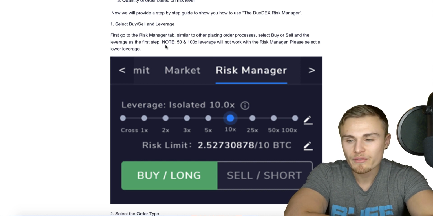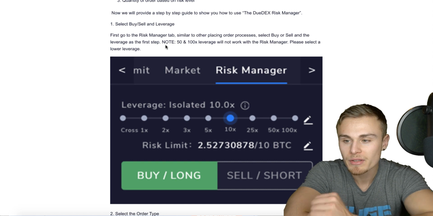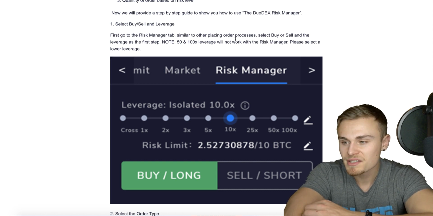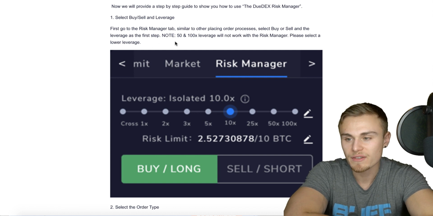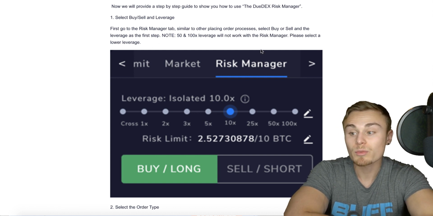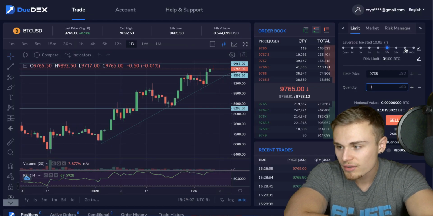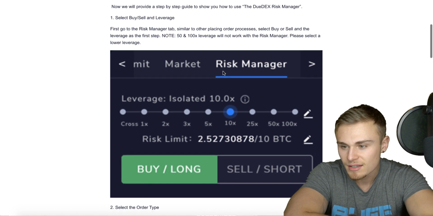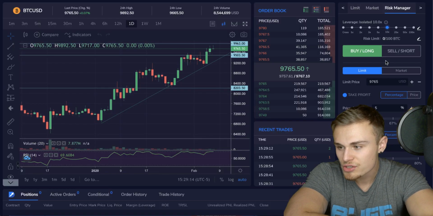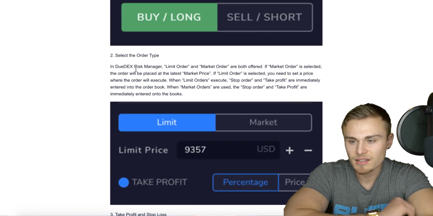So you can see right here, the first step is to select buy, sell, and leverage. "First, go on the Risk Manager tab. Similar to the other placing order processes, select buy or sell, and then the leverage as the first step. Note: 50 to 100 times leverage will not work with the Risk Manager. Please select a lower leverage." So if we go to Risk Manager, we can then click Limit. I believe that's what they said. And then we can choose the leverage oscillator right here, which is 10 times. Okay. And then it says select the order type.